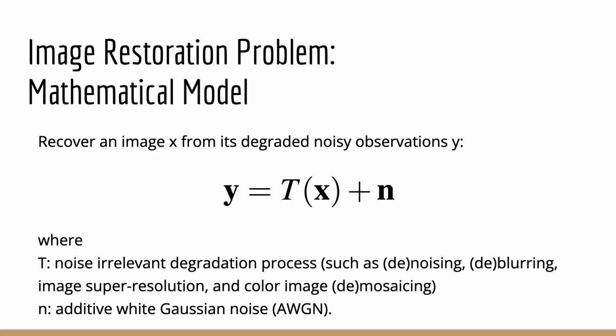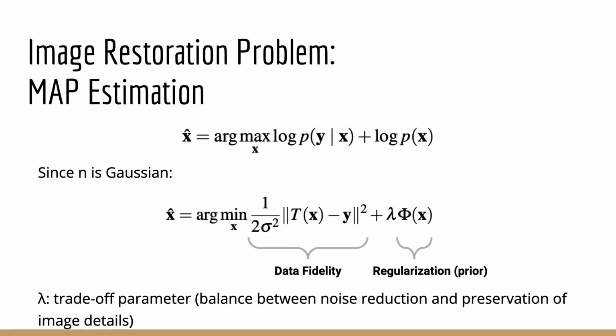So the mathematical model we use is given like this. Here T is our degradation process operator, like denoising or deblurring, and we have additive white Gaussian noise in our problem. And since our n is Gaussian noise, MAP estimation gives an optimization problem in this form. Here we have a data fidelity term and a regularization term, and the lambda constant determines the balance between noise reduction and preservation of image details.